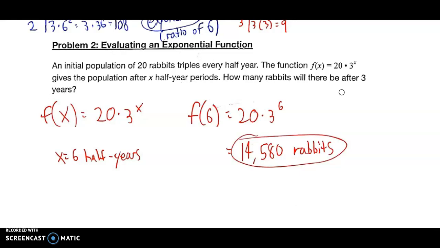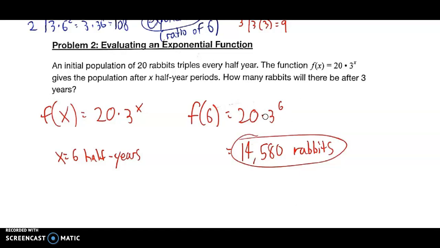And the one thing to watch out for if we're asked how many rabbits will there be after 3 years is that we're actually not using 3 as an exponent. Since this question is focused on x in terms of half years, 3 years is actually 6 half years. So a little bit quirky on this question, but for the most part, we're thinking what value am I substituting? We just want to make sure we're not substituting 3 for x, we're substituting 6 for x.